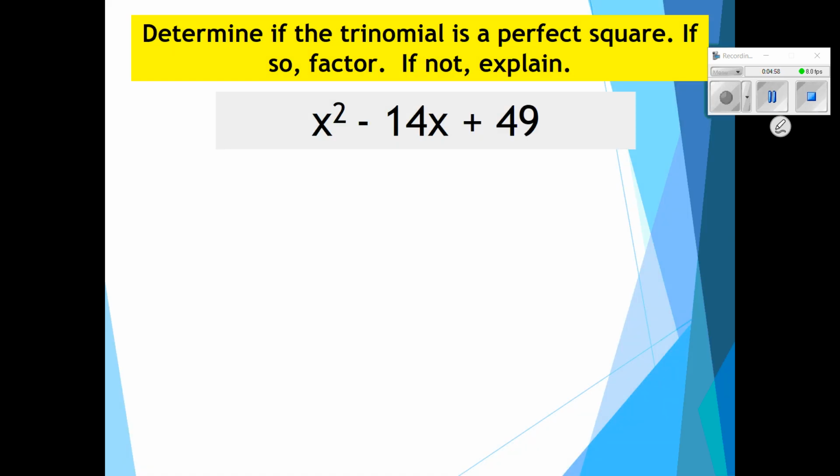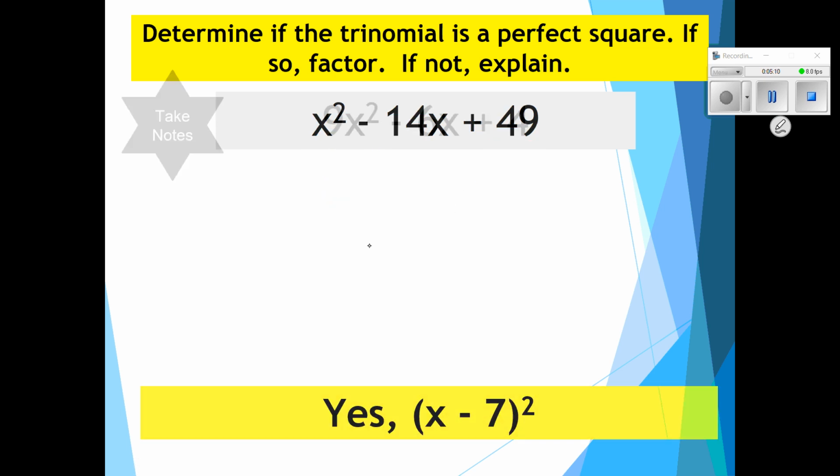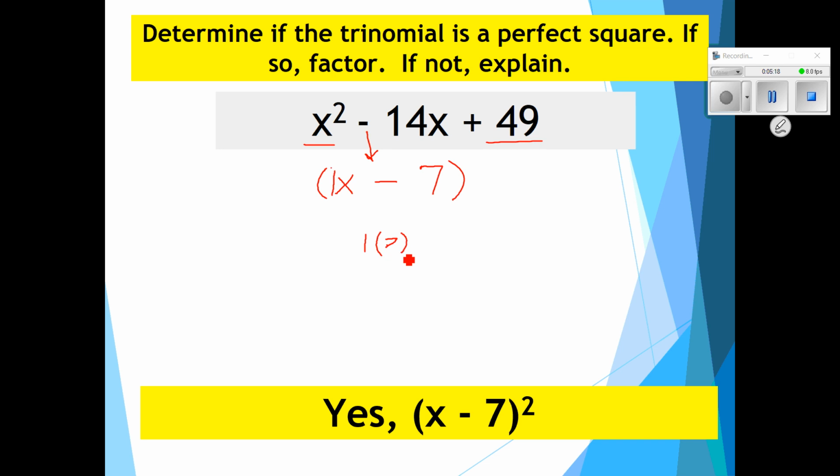Let's try this one. X squared, the square root is x. The square root of 49 is 7. I bring the sign down, minus, so let's check it to see if it is. The a term is 1. So we have 1 times the b term, which was 7. We double it. It's 14. It does check. So our factor would just be x minus 7 squared.